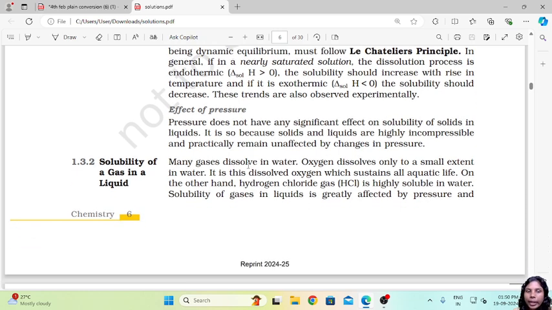Now, the effect of pressure. Pressure does not have any significant effect on the solubility of solids in liquids. It is so because solids and liquids are highly incompressible and practically remain unaffected by changes in pressure. So pressure does not have a very significant effect when it comes to dissolving solids in liquids, because they remain unaffected by changes of pressure.